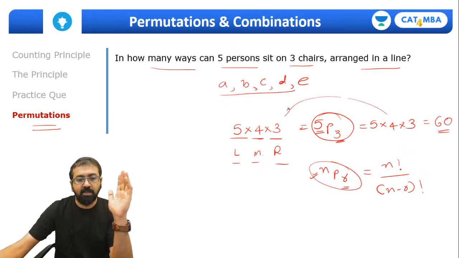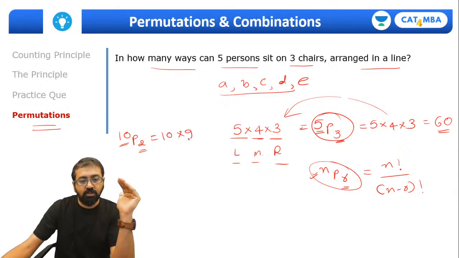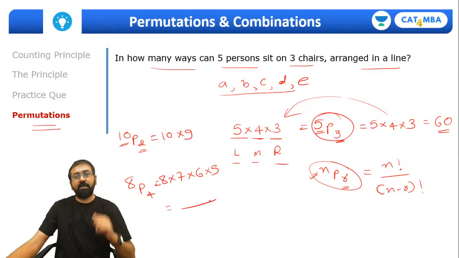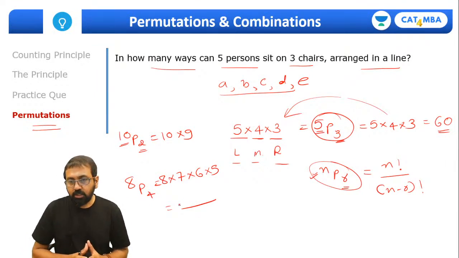So that we can make out here. For example, if I ask you what is 10P2, 10P2 is nothing but writing 10, 2 steps backward, that is 10 into 9. Or 8P4, so writing 8, 4 steps backward: 8, 7, 6 and 5. So this will be 8P4. I'm sure all of you have understood this part.